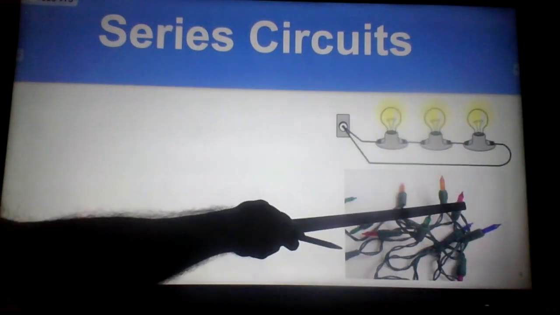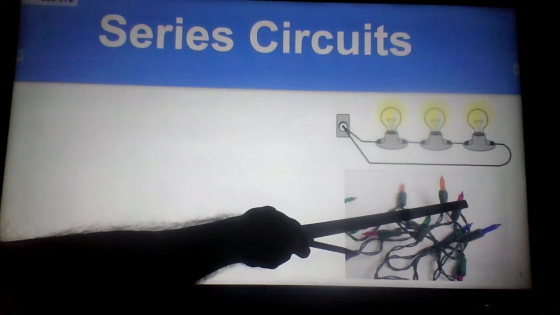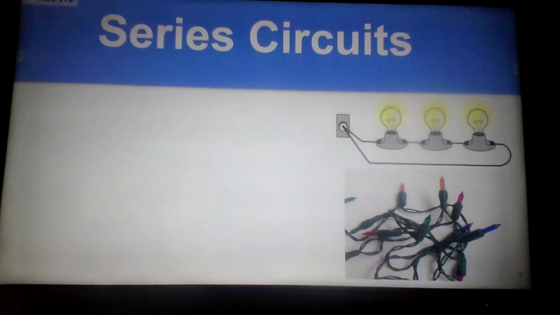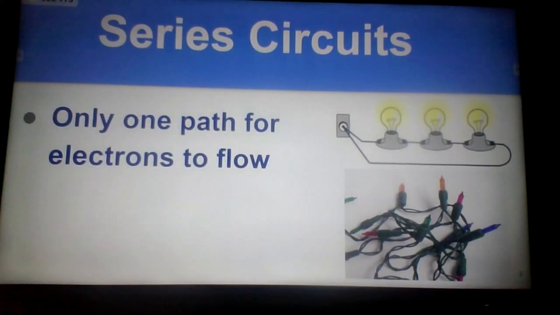Two types of circuits, and both are shown up here. We have a series circuit, and on the next page you'll see a parallel circuit. Now look at the Christmas lights on the bottom, especially older Christmas lights. This one here, not quite what I'm about to say, but let's just say this pink bulb no longer lights. Well, if that's the case, in a series circuit, none of these bulbs are going to light up. That's because the circuit will have been broken. There's only one path for the electrons to flow.